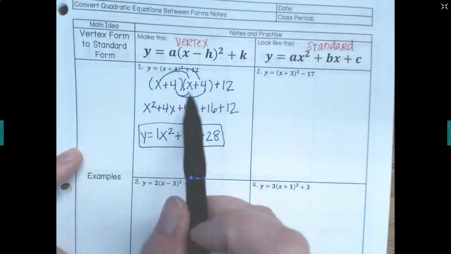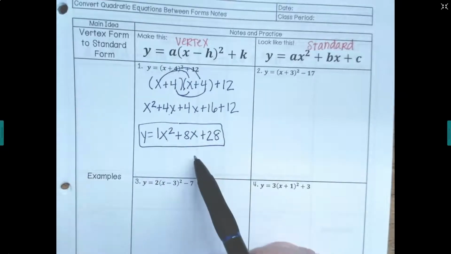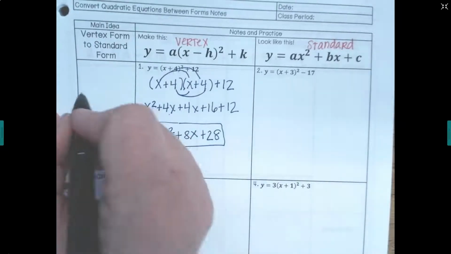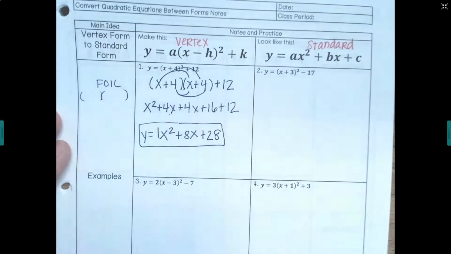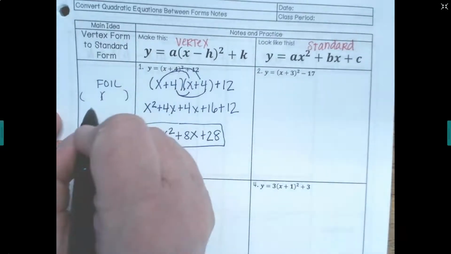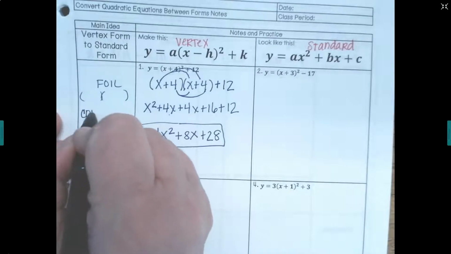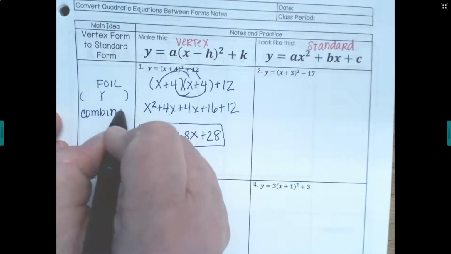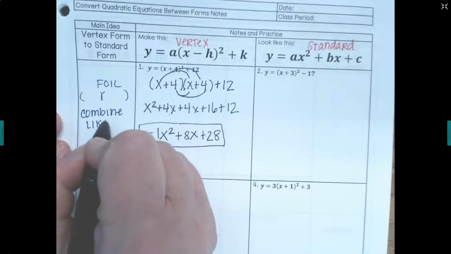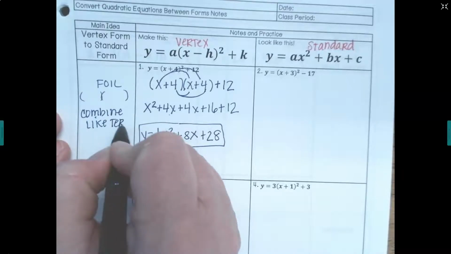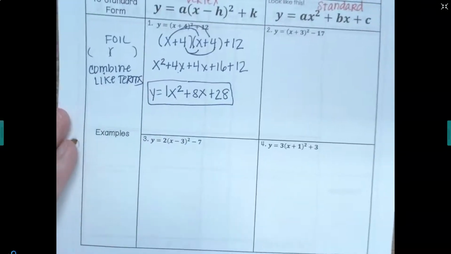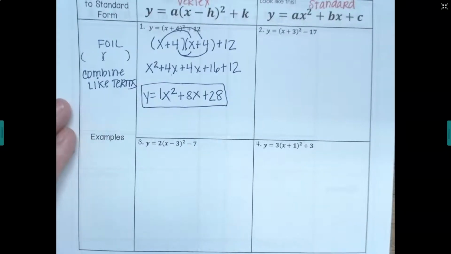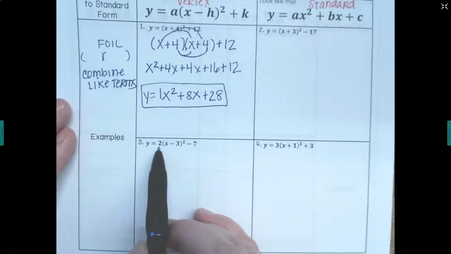Okay, so now it went from vertex form to standard form. So really, you're going to write out your parentheses, and you're going to FOIL them, and then you're going to combine like terms. That's in general all you need to do. So let's take a look at 3. And how is 3 different from number 1? The only difference is this value out here, this a value.